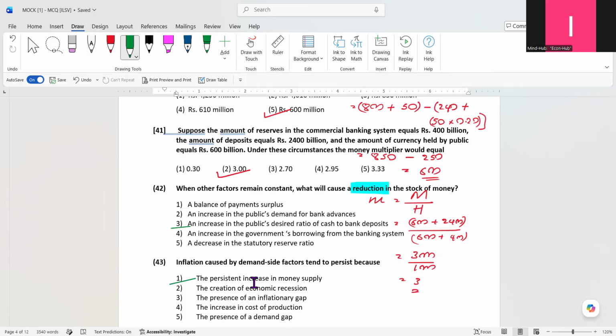An increase in the public's desired ratio of cash to bank deposits. That means people withdraw money from deposits and keep it as cash. The commercial banking system will have less money, less excess reserves, and less credit creation or multiple deposit multiplication ability. That means money supply will be lesser, reducing.